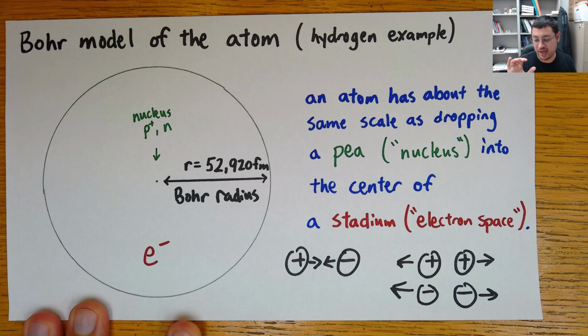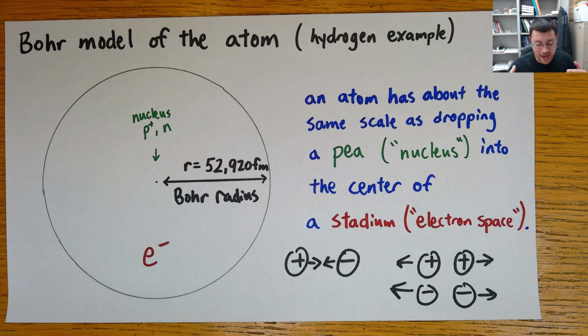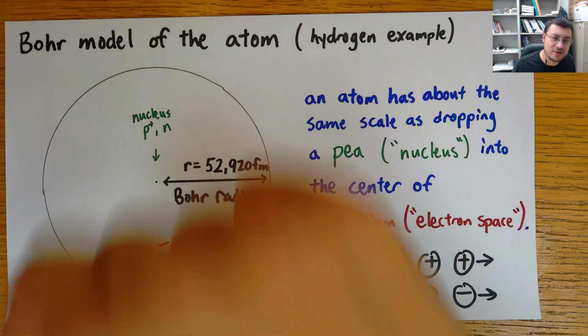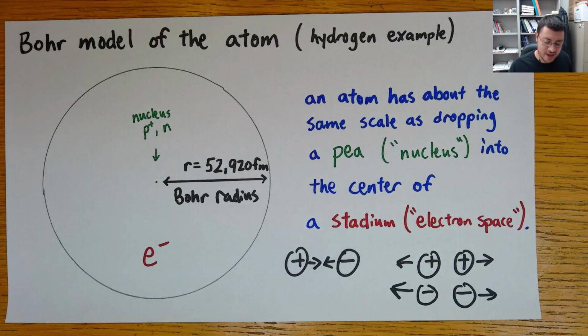We'll discuss in a future video how we came to know that the protons and neutrons were in the nucleus, and how we know electrons to be on the outside.